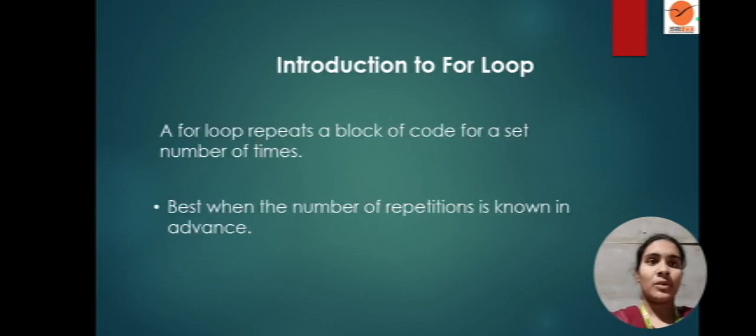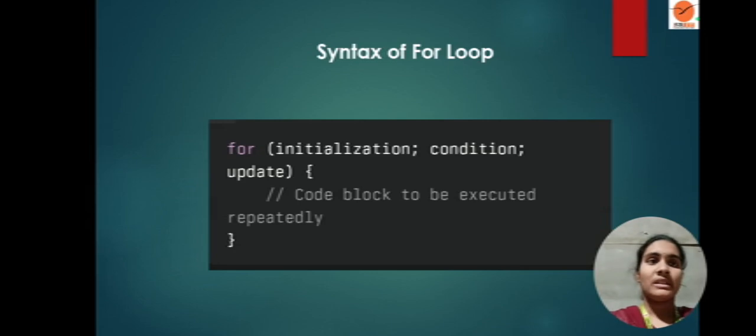Introduction to for loop. A for loop repeats a block of code a set number of times. Best when the number of repetitions is known in advance. Syntax of for loop: initialization, condition, update. Curly brackets open. Code block to execute repeatedly. Curly brackets close.